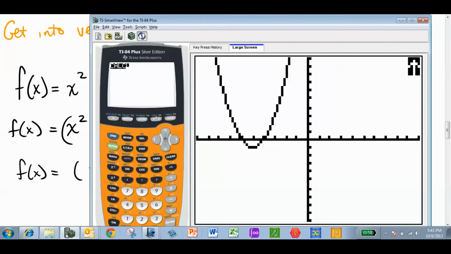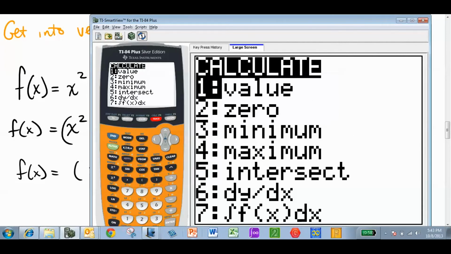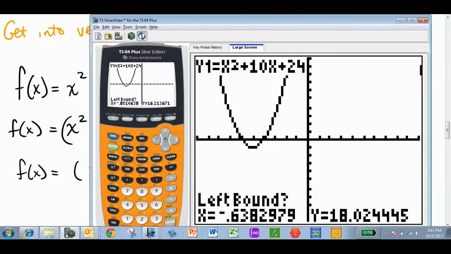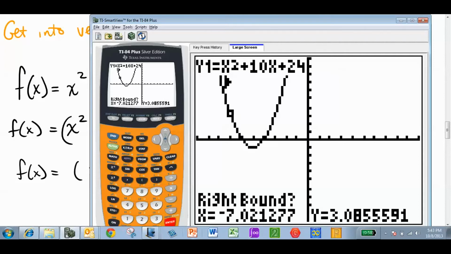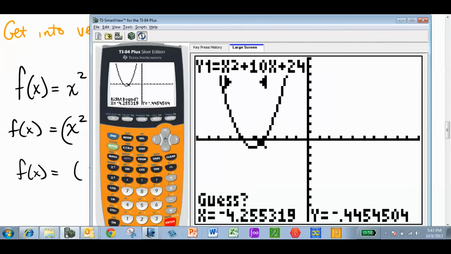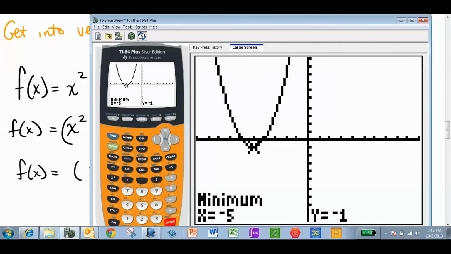So I'll go to second trace. I'm looking for a minimum left-hand bound. I'm going to go to the left of my minimum point. I bring my cursor all the way down. So it's to the left of that. And I don't have to go quite that far, but there we go. And my right-hand bound, I'm going to give my calculator a nice window to look into. And that should do, and then a guess. And it turns out that I was right, -5 comma -1.